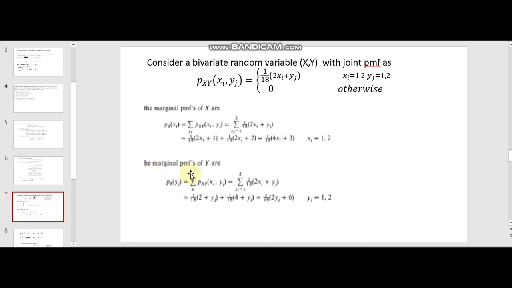Similarly, the marginal probability mass function of y, we can find out. There could be two possibilities: x could be 1 or x could be 2. When x is 1, I will get this term. When x is equal to 2, I will get this term. By adding these two terms, I will get 1 over 18 into 2y plus 6.